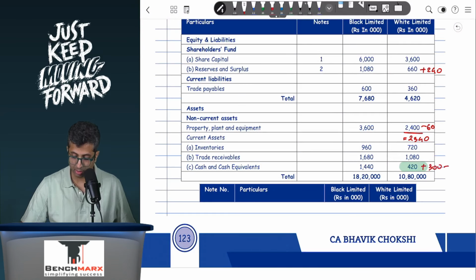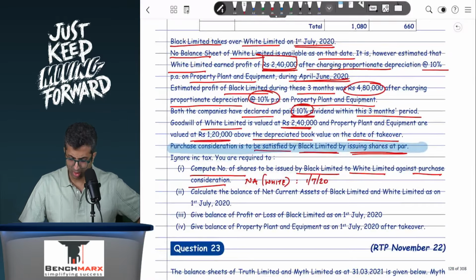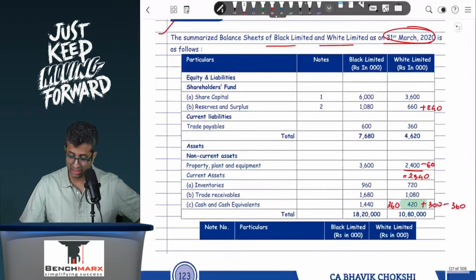But again, there was some dividend. So 360 would have been the dividend paid. And then 420 plus 300 minus 360. Can I say this would be 360? Will be my remaining cash balance. Perfect. Now, unless given otherwise, we will take everything else remains the same. So over here, if I have to calculate the net assets taken over, this will be 2340.